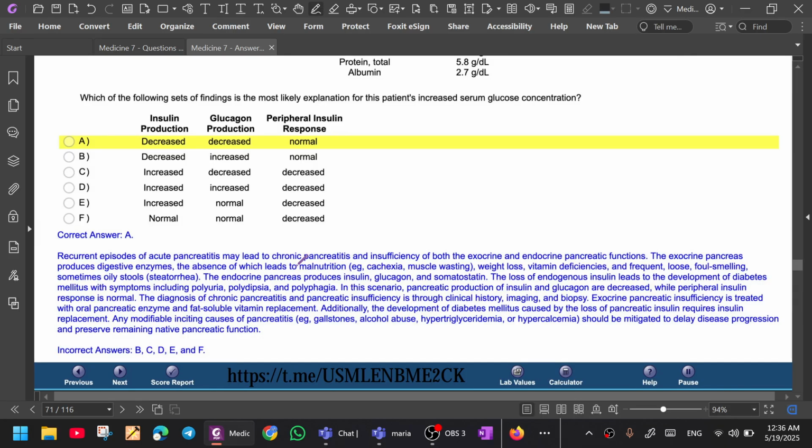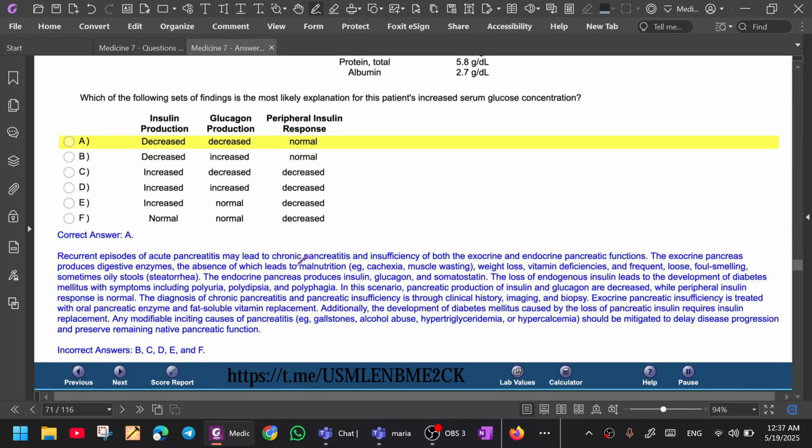The endocrine pancreas produces insulin, glucagon, and somatostatin. The loss of endogenous insulin leads to development of diabetes mellitus, with symptoms including polyuria, polydipsia, polyphagia. In this scenario, pancreatic production of insulin and glucagon are decreased while the peripheral insulin response is normal. The diagnosis of chronic pancreatitis and pancreatic insufficiency is thorough clinical history, imaging, biopsy.